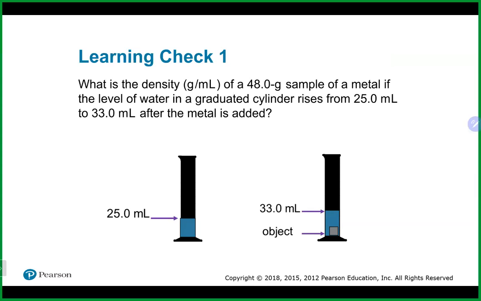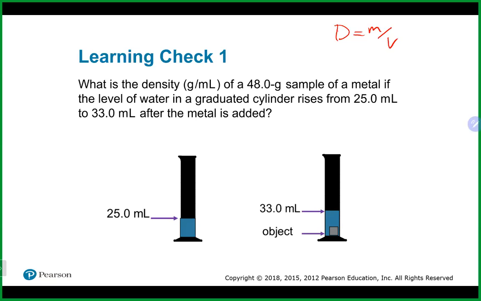All right, so why don't you give this a go? What is the density of a 48 gram sample of metal if the water level in the graduated cylinder rose from 25 to 33? So what is the density of this object here? Okay, let's take a look. So obviously we're dealing with density, so you want to think about the formula. Density is mass divided by volume.